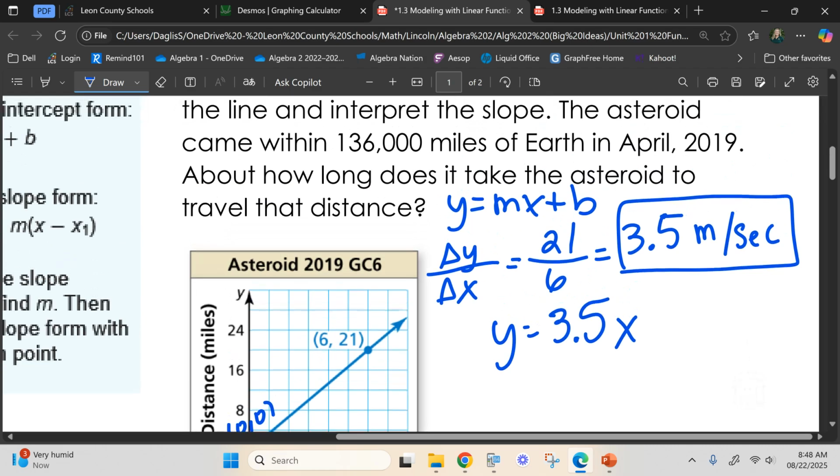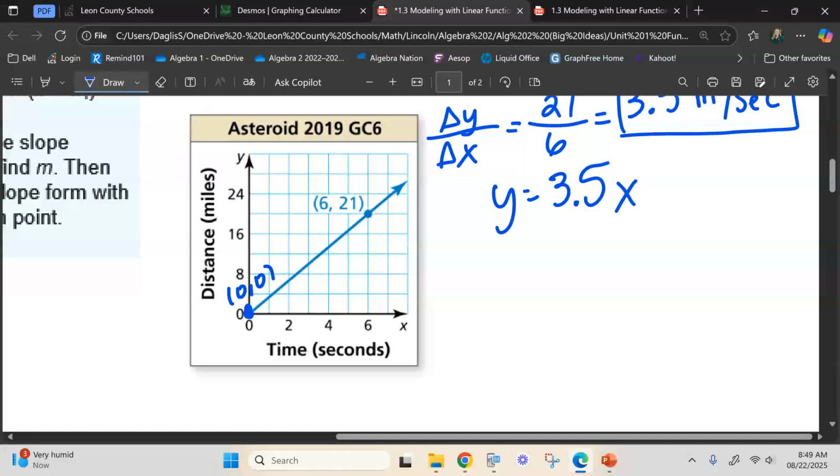Now the second part says the asteroid came within 136,000 miles of Earth in April 2019. About how long does it take the asteroid to travel that distance? So if it was that close to us and it would have actually kept going, how long would it have taken it to make impact? Okay. So they gave me 136,000. Is that miles or is that seconds? Miles. Am I going to plug it in for x or for y? For y. y is my miles. y is my distance.